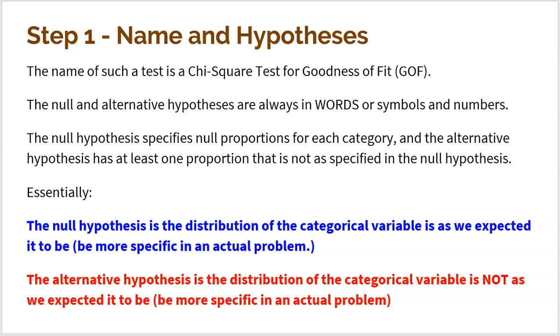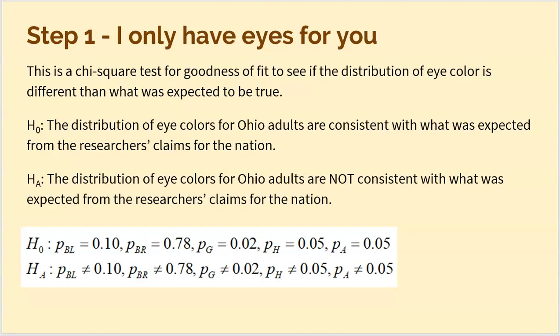So the alternative is what we're looking for, and then it's not what we expected it to be. So let's go back to the eyes problem here. In words, the null hypothesis would be the distribution of eye colors for Ohio adults is consistent with what was expected from the researchers' claims for the nation. So the null is that, hey, everything's the way it should be. The distribution that we saw is the same as it is in Ohio.